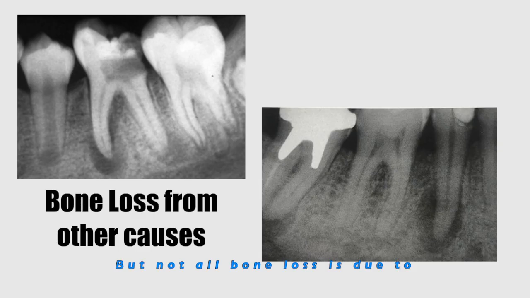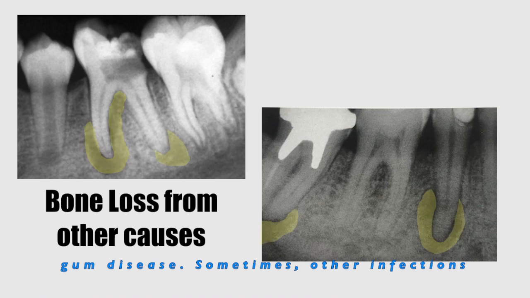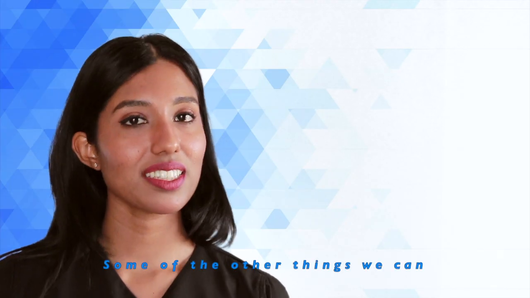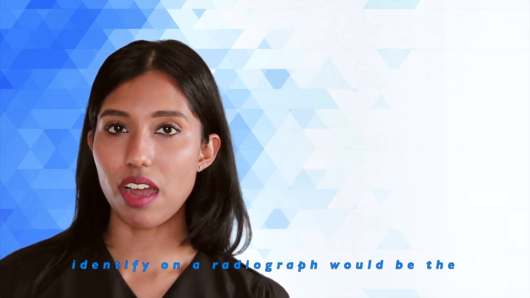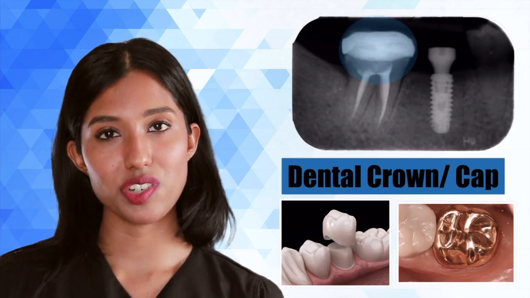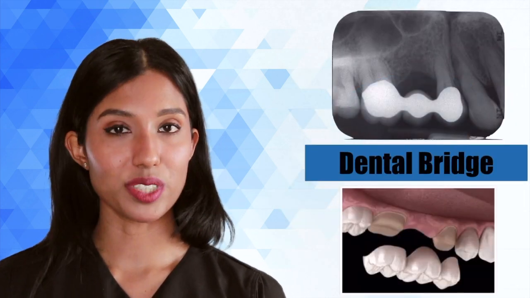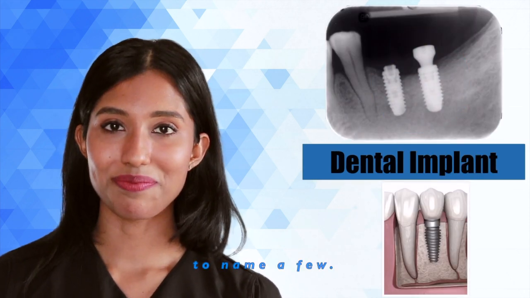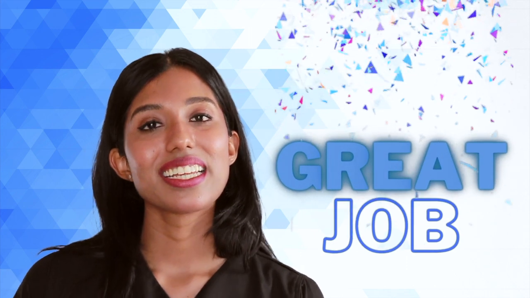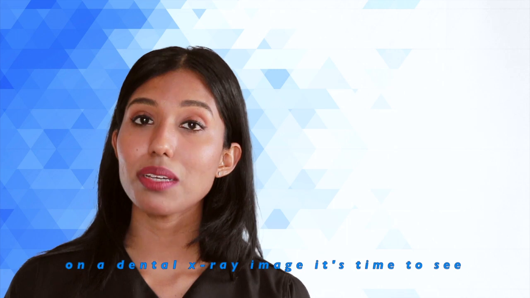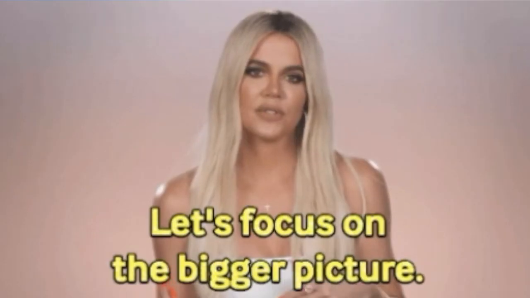But not all bone loss is due to gum disease. Sometimes other infections or even cysts or tumors may lead to the bone to resolve. Some of the other things we can identify on a radiograph would be the works of dentists, that is, a cap or a crown, a bridge, or a dental implant, to name a few. Great job, guys! Now that you roughly know what each structure looks like on a dental x-ray image, it's time to see the bigger picture.